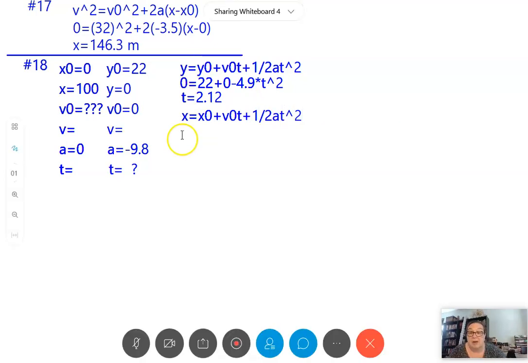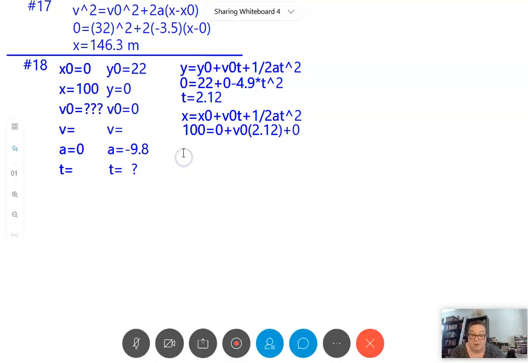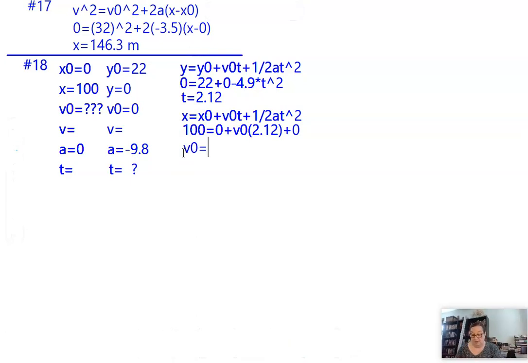But this time I'm going to plug in my x values. So 100 is equal to 0 plus v naught times 2.12 plus 0, because there's no acceleration there. And I'm going to use that equation to solve for v naught. And when I do that, I get 47.17 meters per second. And that most closely resembles answer D.